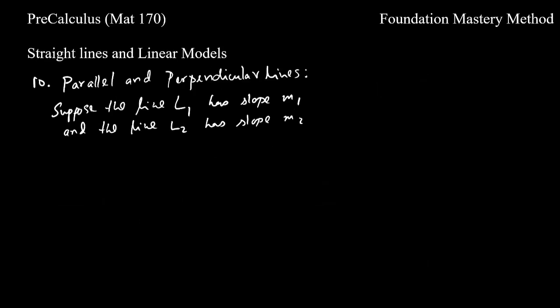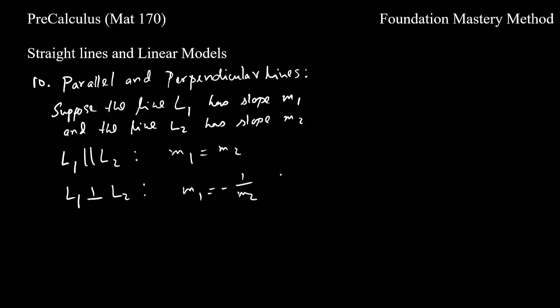In this part now we'll be talking about parallel and perpendicular lines. Suppose we have two lines L1 and L2. The slope of L1 is m1 and the slope of L2 is m2. When they are parallel, so you can say L1 parallel to L2, then m1 will be the same as m2. If L1 is perpendicular to L2, then m1 will be negative 1 over m2.